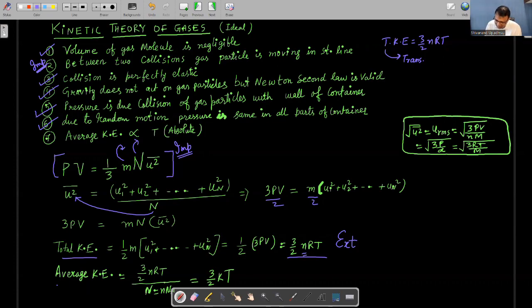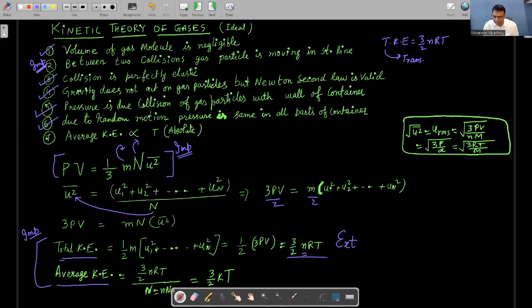While average kinetic energy, this is an important point, they will say in many questions that in a container there are 10 moles of oxygen gas, in another container there are 20 moles of neon gas, and both are present at the same temperature. What is the ratio of average kinetic energy? Average kinetic energy is an intensive variable. It does not depend on the number of moles, it only depends on temperature. If the temperature of both containers is the same, the average kinetic energy will be the same. So be careful about that.